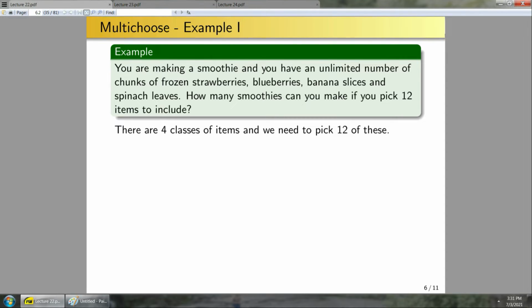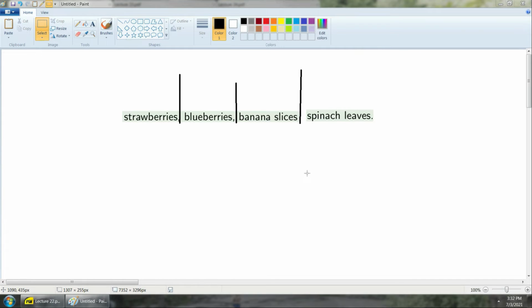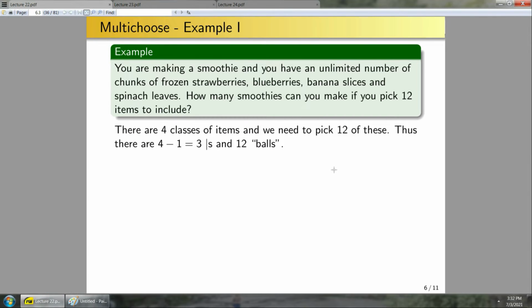Thus, if I were to do the stars and bars method directly, there would be 4 minus 1, which is 3 bars. To be explicit, this is what my bins would look like. I have exactly 3 of these bars, and I need to pick 12 items, so I have 12 "balls" in this case. Thus, I'm going to have 4 multi-choose 12 options. Notice that 4 is less than 12, but this is still well defined.